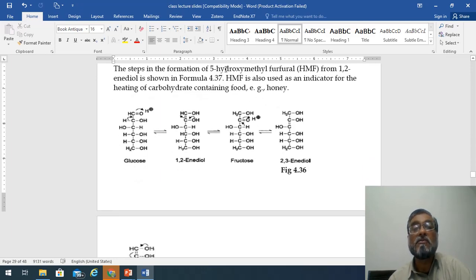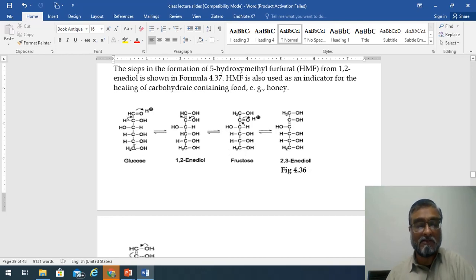So the step in the formation of 5-hydroxymethyl furfural, any enediol reaction that is actually involved, and we have seen in the previous lecture the formation of the enediol reaction. Once again I am repeating that. For example, we are starting with the glucose. There is a transfer of, you can see the hydrogen from the second carbon to the first carbon. So there is a formation of 1,2-enediol. So when the hydrogen is removed from this one, that is automatically converted into the fructose.